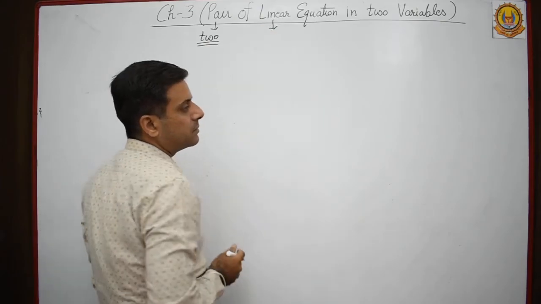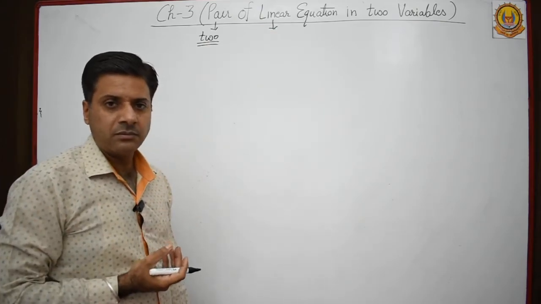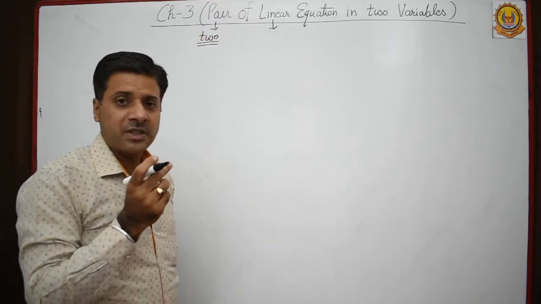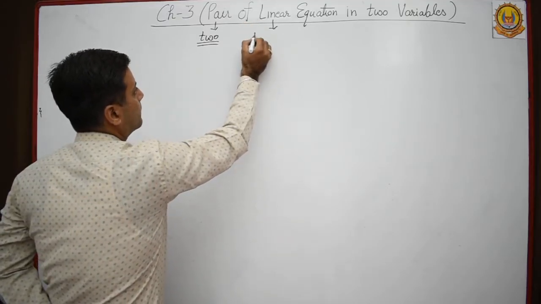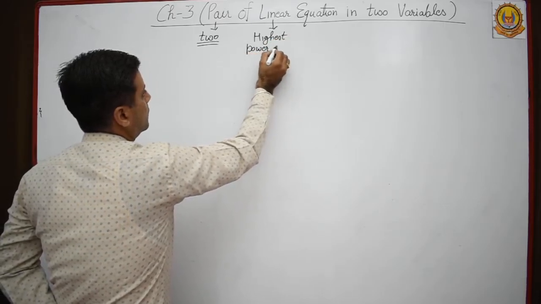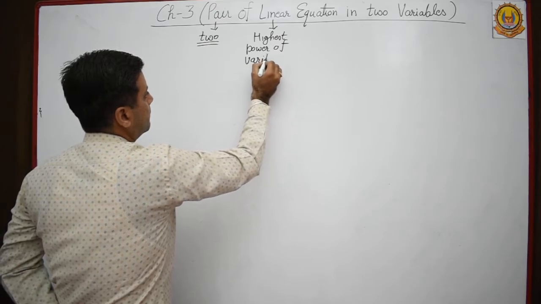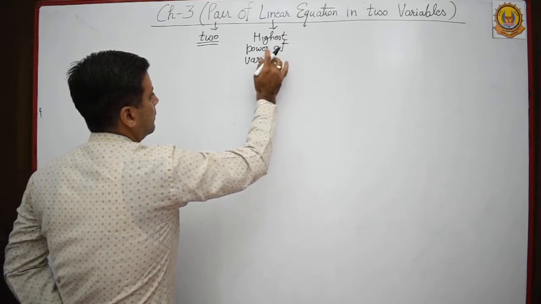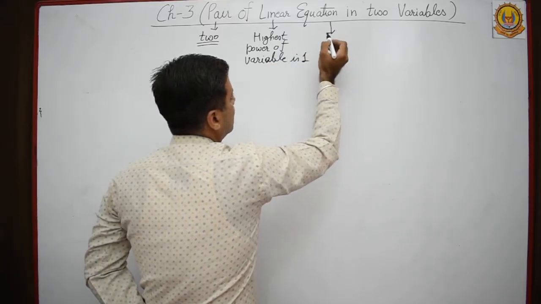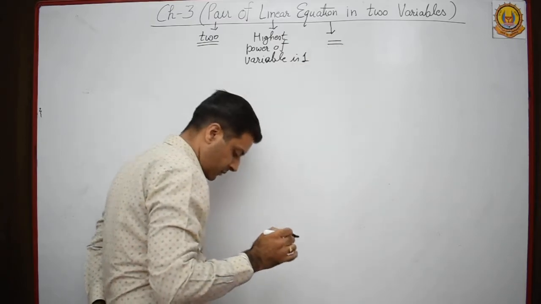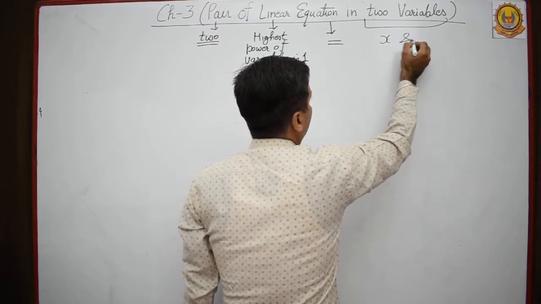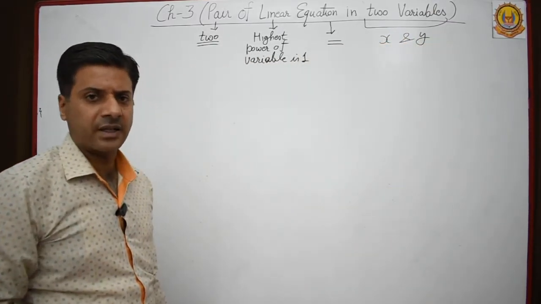Linear means, as you have studied about the linear polynomial, a polynomial having degree 1 is called linear. It means the highest power of the variable is 1. Equation means here we will use the sign of equality, and two variables, any two alphabets like x and y, or z, etc.